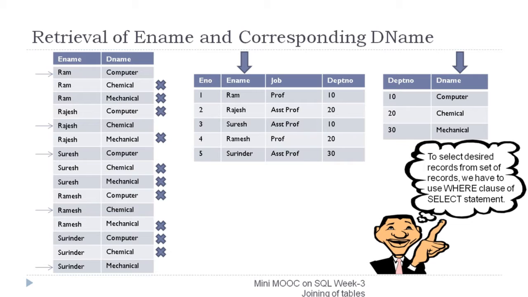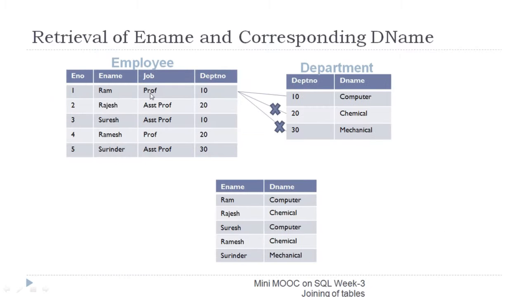To select desired records from a set of records, we have to use the where clause of the select statement. As we have discussed in the Cartesian product, the first record of the employee table makes a pair with all possible records of the department table. Here the record of the employee who belongs to department number 10 makes 3 pairs with department numbers 10, 20 and 30 of the department table. But we are only interested in selection of the first pair while there is a need to discard the second and third pairs.